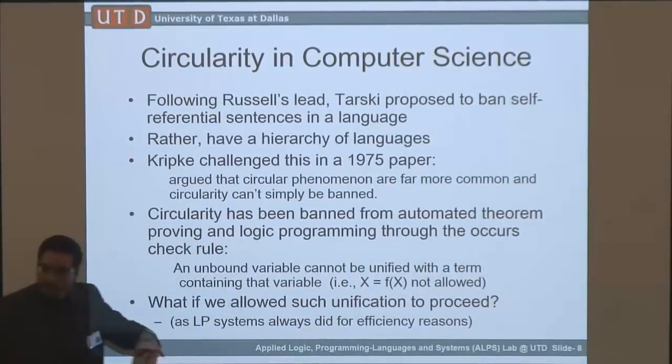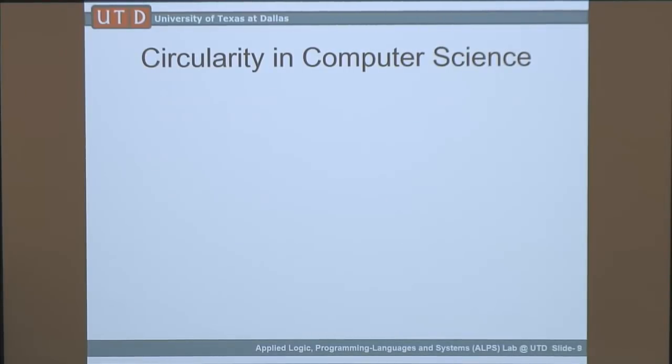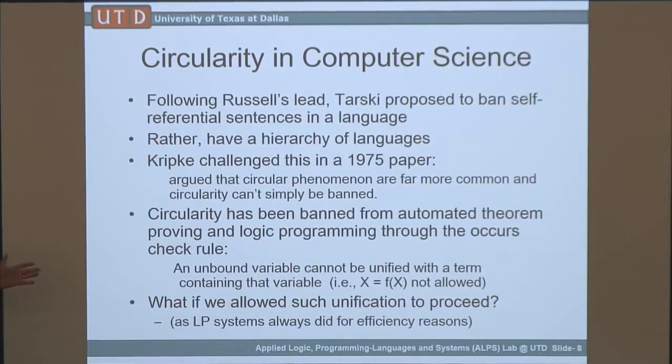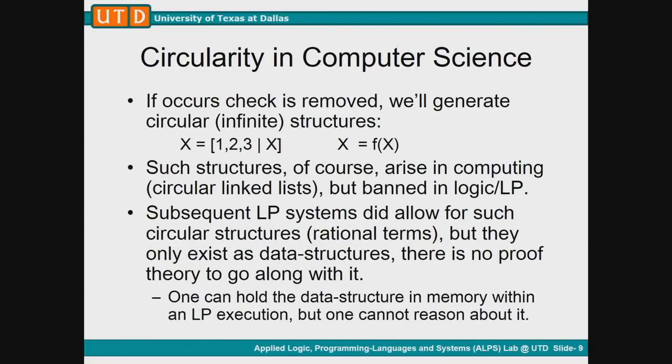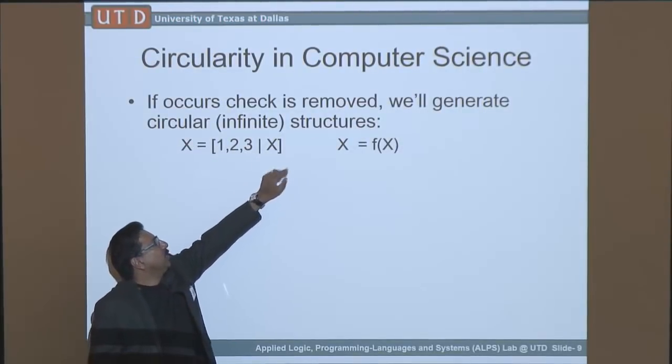The problem is that you can hold them in memory, but the moment you touch them, you go into an infinite loop. So you're not supposed to have them. Logic programming systems always had them, but you could not do anything with them because there was no proof theory to go along with it. So if the occurs-check is removed, we'll generate circular infinite structures. So if you write something like this, x is bound to a list whose elements are first 1, 2, and 3, and the rest of the list is x.